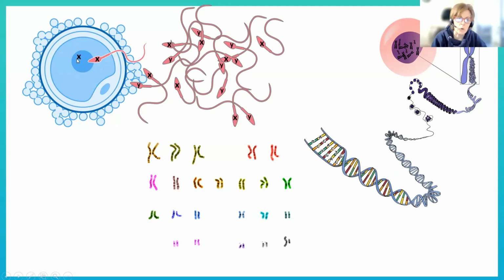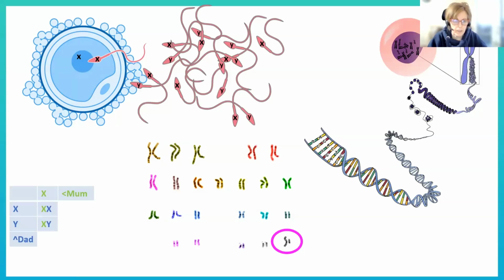So the egg will always carry an X chromosome. This last pair of chromosomes will be either XX if you're female or XY if you're male. The egg will always carry an X chromosome, and the sperm can be either X or Y in the place of this last chromosome, either X or Y.